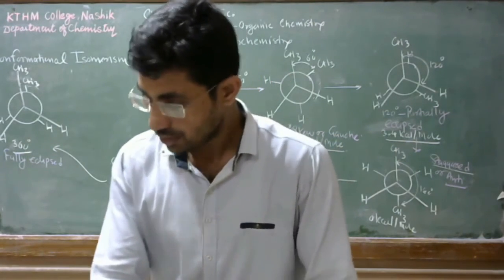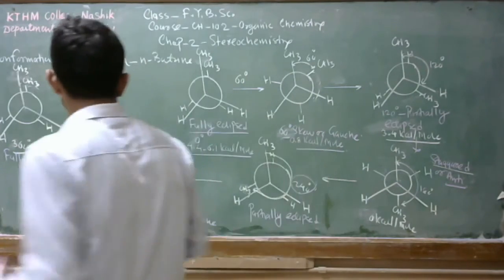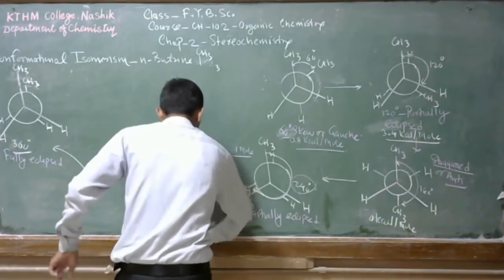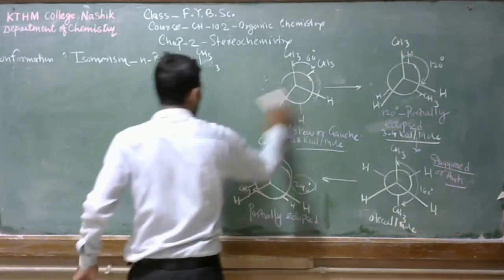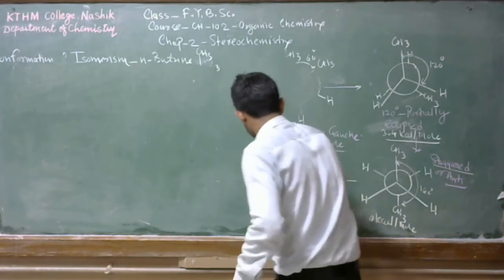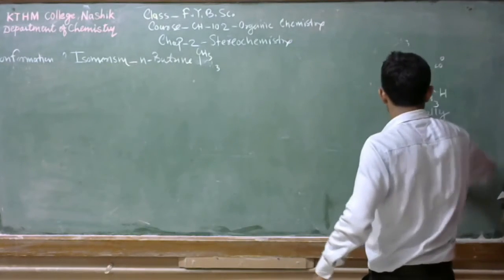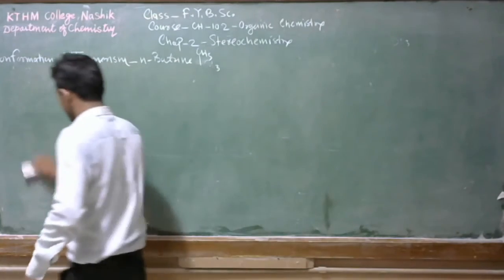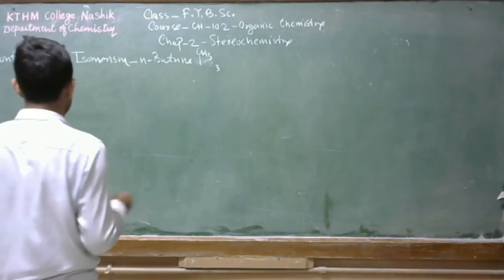So next is the graphical presentation. With the help of graphical presentation, we are going to plot the graph of potential energy of the molecule versus dihedral angle. So with dihedral angle, the energy content of the molecule changes, and we can get the idea from the graphical presentation.